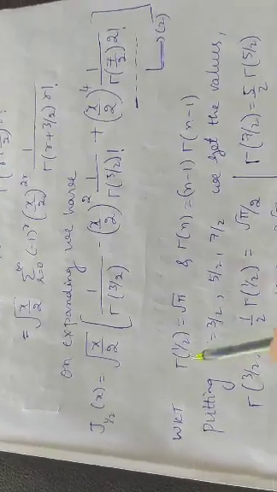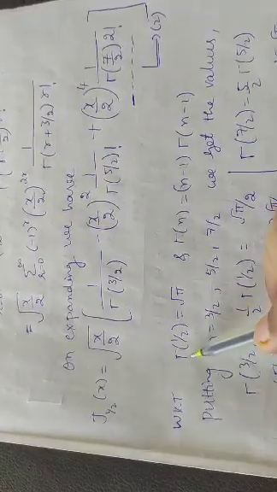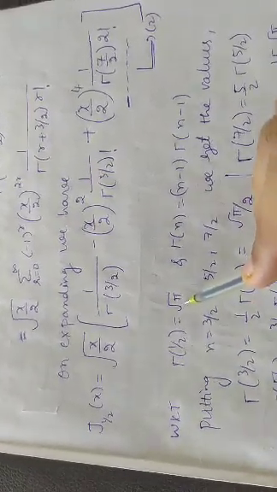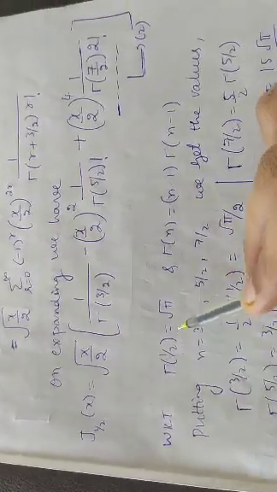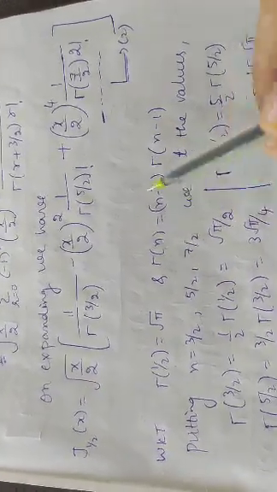So now you have to use the gamma function properties. What is gamma half? The value of gamma half is nothing but root pi. And what is another property of the gamma function? Gamma of n equals n minus 1 times gamma of n minus 1. These are the two properties which I am going to employ in this series.